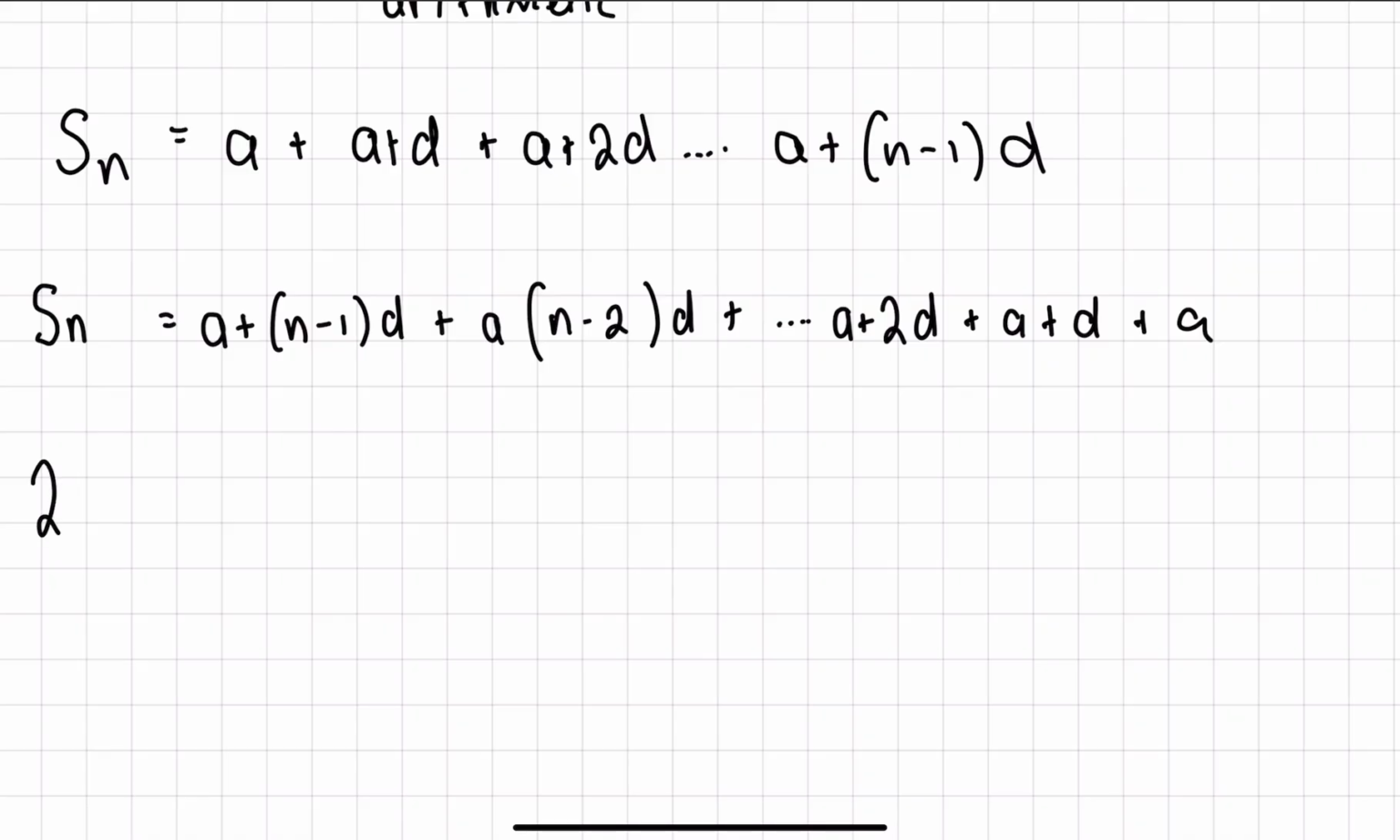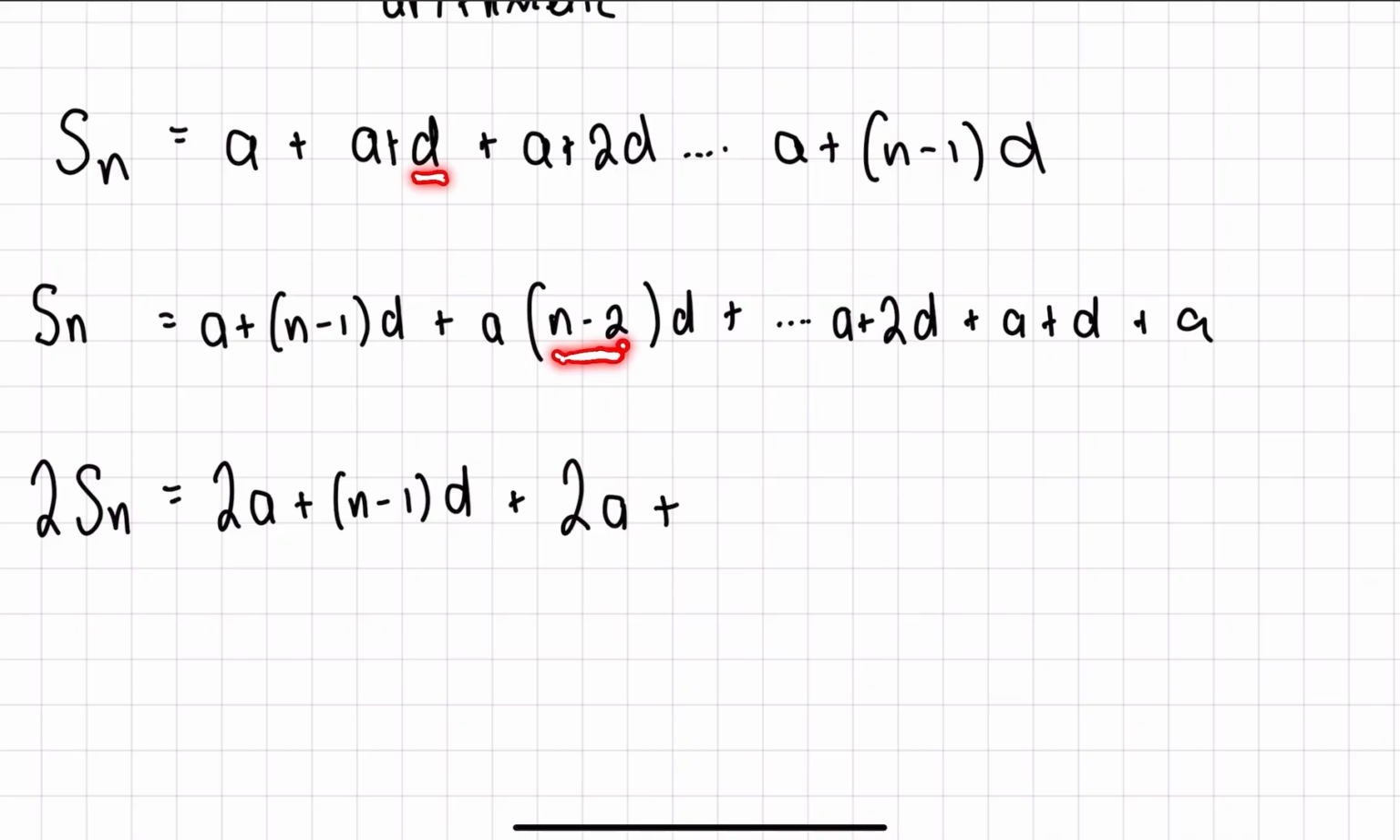So two lots of the sum to the n terms. Okay, a plus the following, so we're going to get 2a plus n minus 1 d. The second last term and the second term, you're going to get again 2a plus n minus 2 d plus d. Well, these are like terms, so n minus 2 plus 1 is n minus 1.